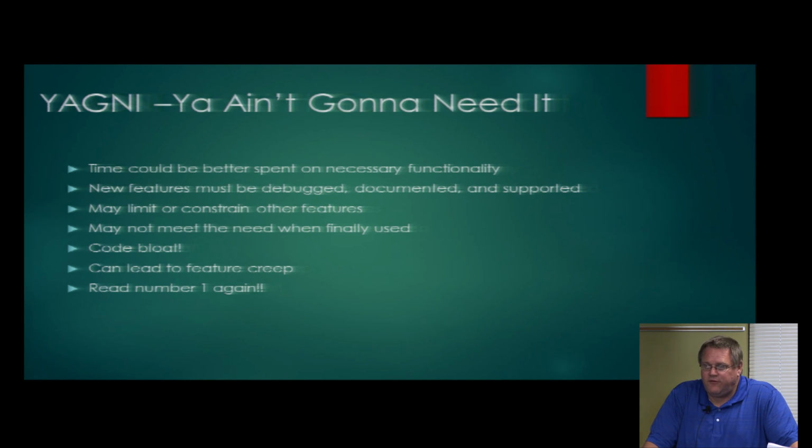You start adding in one feature, pretty soon you're adding the next one, and the next one, and all of a sudden you've got feature creep. And again, go back to number 1, which goes back to one of the cardinal sins. Time could be better spent on necessary functionality, okay? Somebody's paying for this. You need to develop what they need and what's in the scope of what you're supposed to be working on.